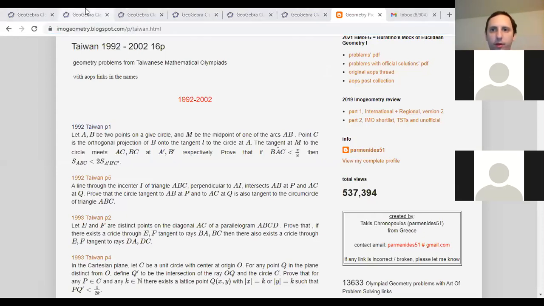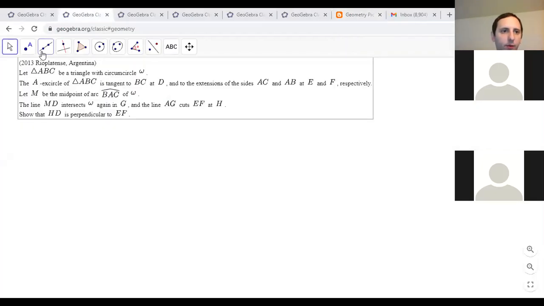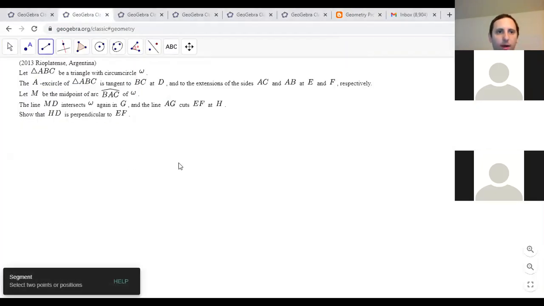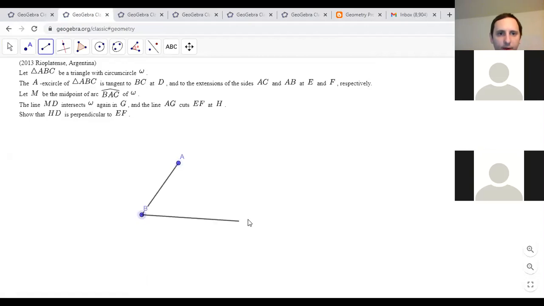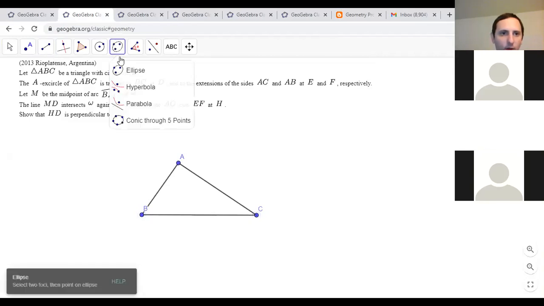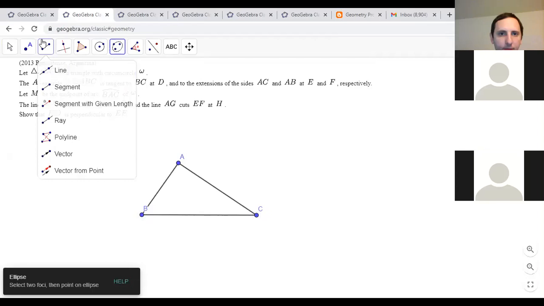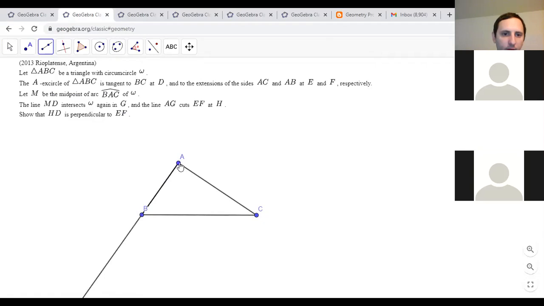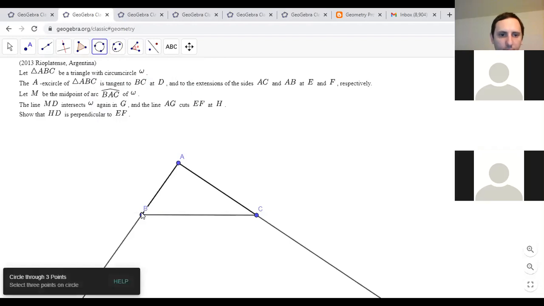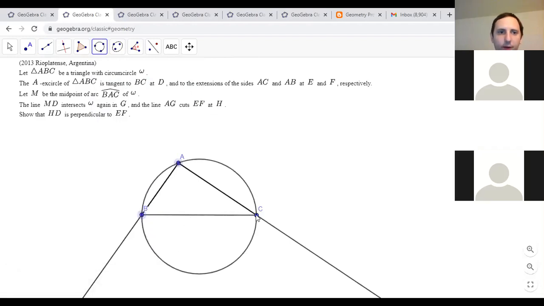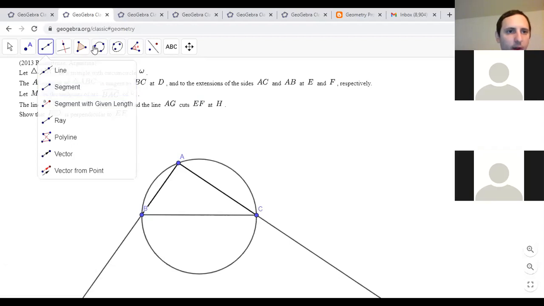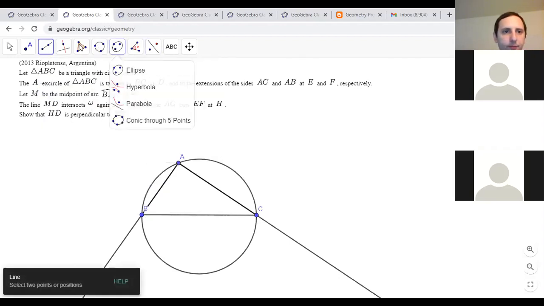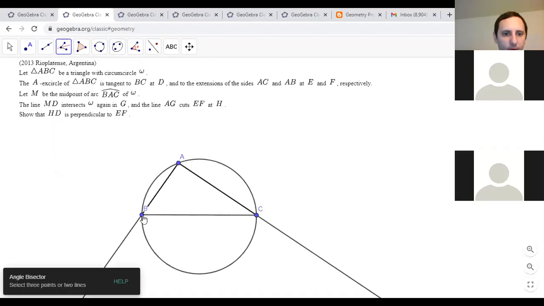All right, so here's the next problem. We have a triangle with a circumcircle omega, and then we draw the A-excircle. Let me draw rays AB and AC. Usually I like drawing the excircle using the incenter-excenter lemma. That's usually my favorite way to draw it. Where's the angle bisector? Here we go.